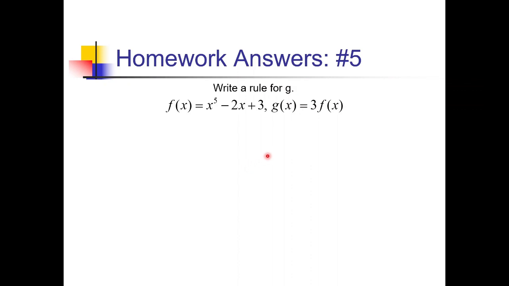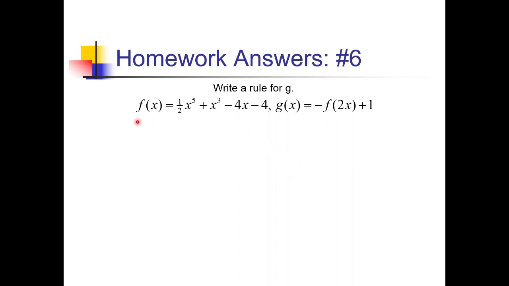For this problem, they want us to write a rule for this g function, which is just 3 times this f of x function. So I literally just need to do 3 times this whole expression here and distribute that. So that's 3x to the fifth minus 6x plus 9.